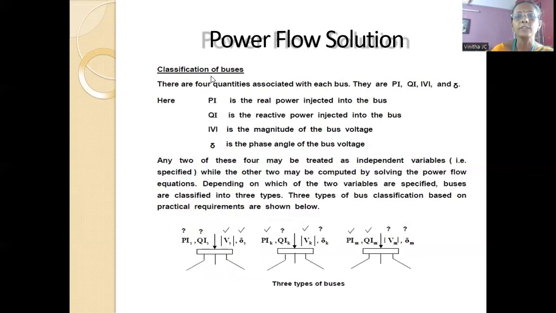Now let us see the classification of buses in power flow analysis. There are three types of buses with respect to the real power, reactive power, magnitude of voltage, and phase angle. Pi is the real power injected into the bus, Qi is the reactive power injected into the bus, Vi is the magnitude of the bus voltage, and delta i is the phase angle of the bus voltage. Among these four quantities, any two are specified for the bus, and the remaining two are obtained after solving the load flow equations.